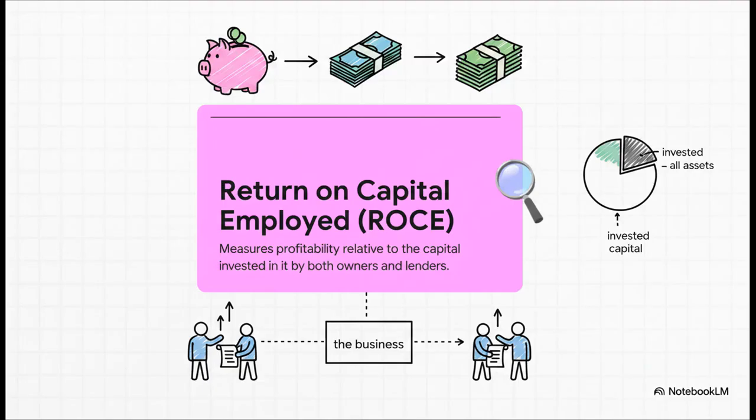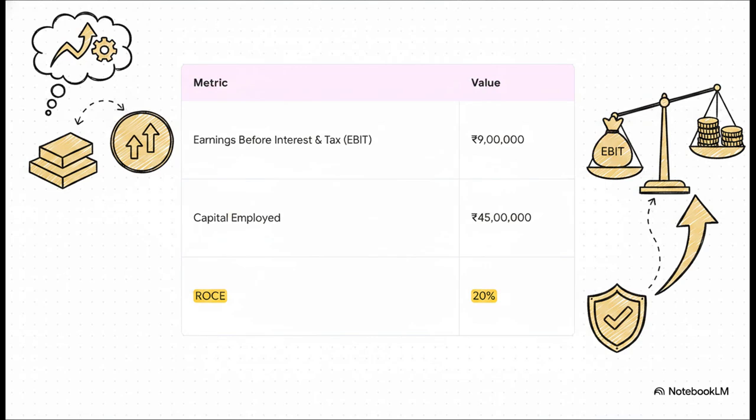Now, let's zoom in a little bit with something called return on capital employed, or ROCE. Unlike ROA, which looks at everything, this one focuses only on the money that has been actively invested in the business by shareholders and lenders, the capital that's expected to generate a return. For this one, we use a number called earnings before interest and tax. With that at 9 lakh and the capital employed at 45 lakh, we get an ROCE of 20%. This tells us that the company is generating a 20% return on the actual money that's been put to work to grow the business.